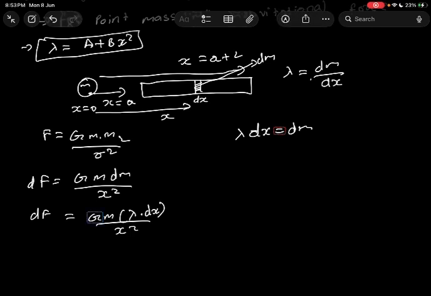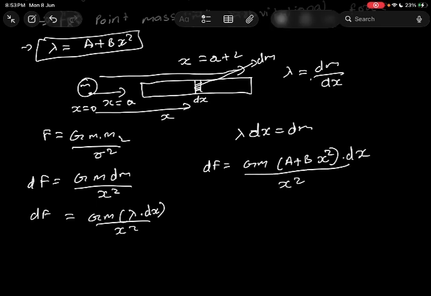Now we know that lambda is a plus b x squared from the question. So dF is equal to G M into a plus b x squared into dx by x squared. Now we should integrate it to be able to get the answer. I am going to just integrate it, and that is going to be literally just the force for this entire system. So we got that force, they are asking that force.